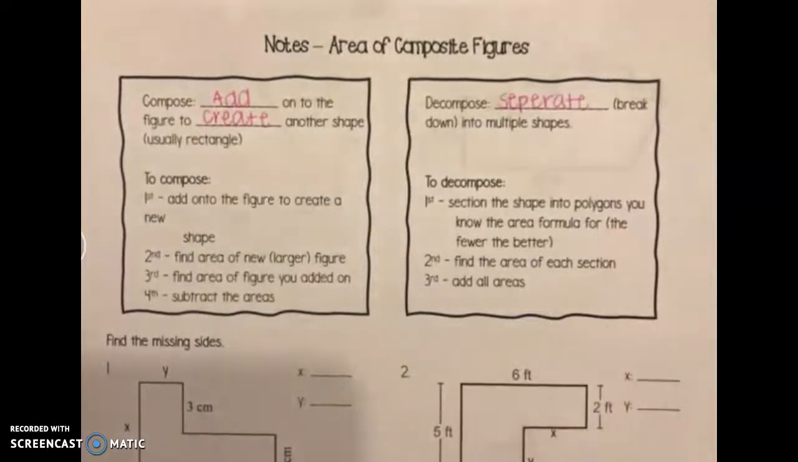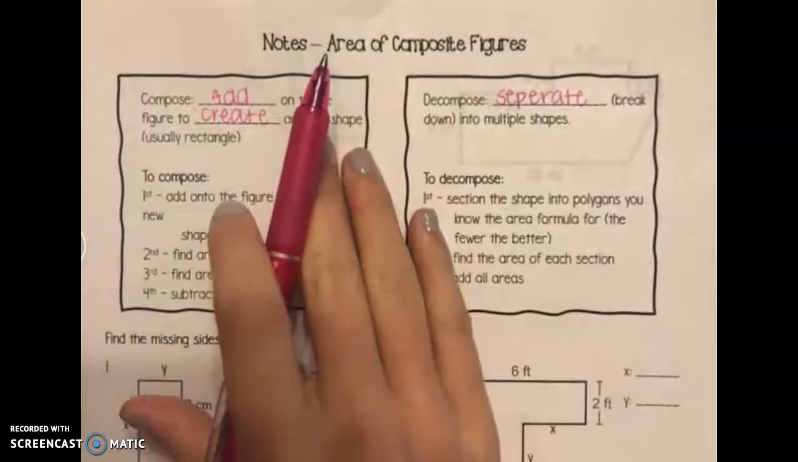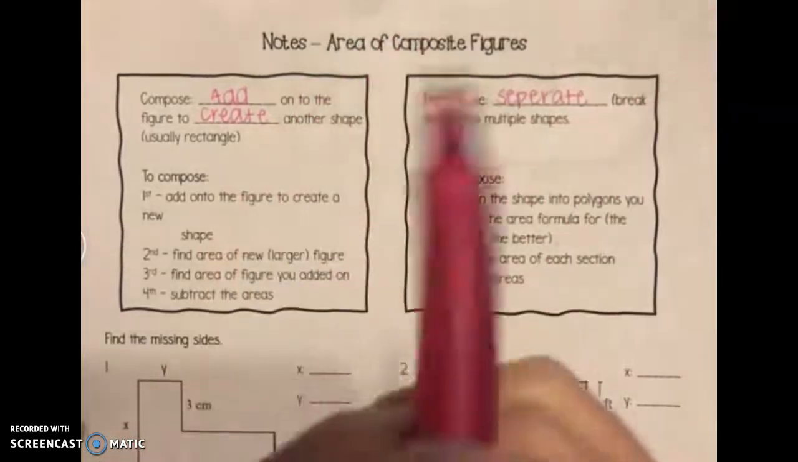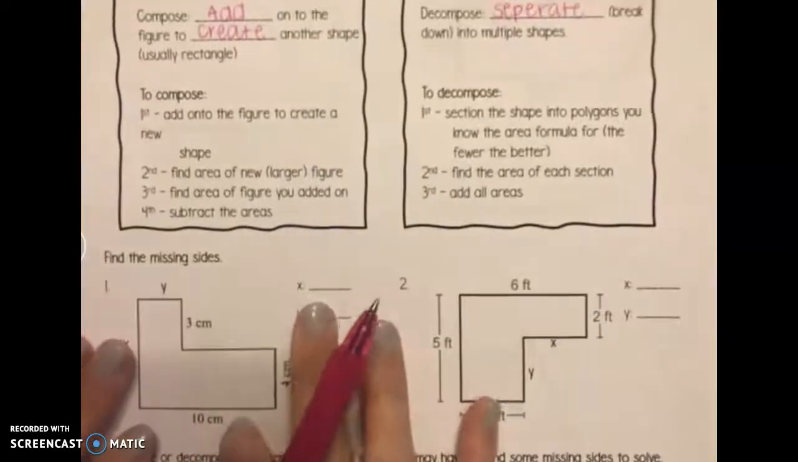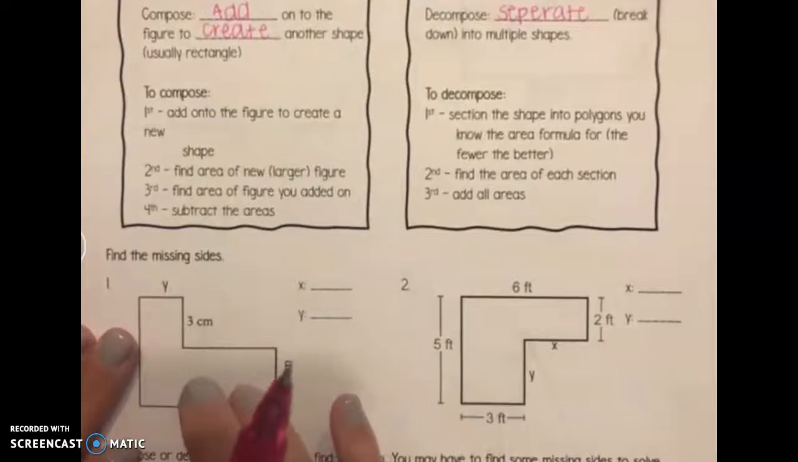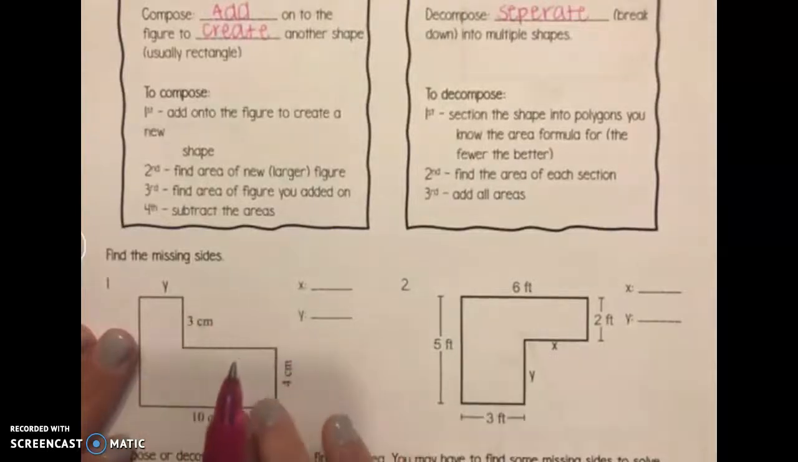So today we're going to be working on area of composite figures. So guys, a composite figure means that it's a figure that's made up of two or more shapes. So you may see, for example, two rectangles put together, right? And we don't necessarily have a formula to find the area of this, but if we break it down or add to it, we'll be able to find the area.